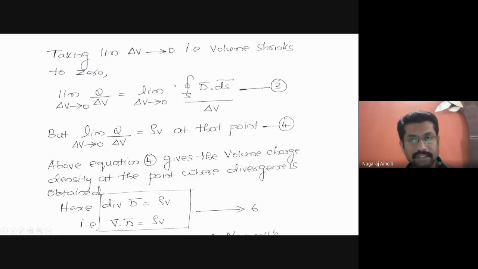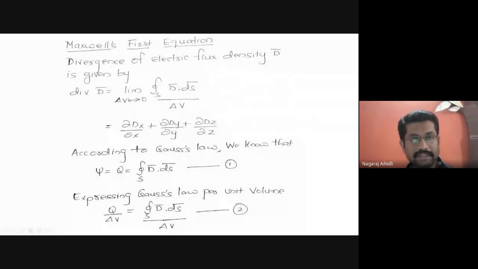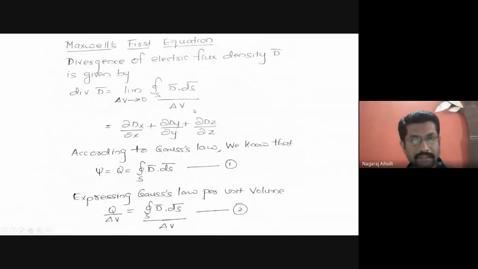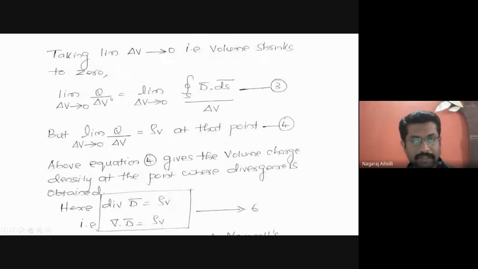Then what is the RHS of equation 3? According to our definition of divergence, it is the divergence of D bar. Hence I can write divergence of D bar is equal to rho v.